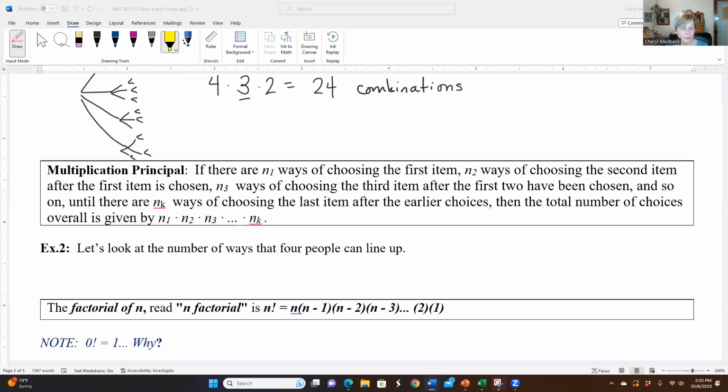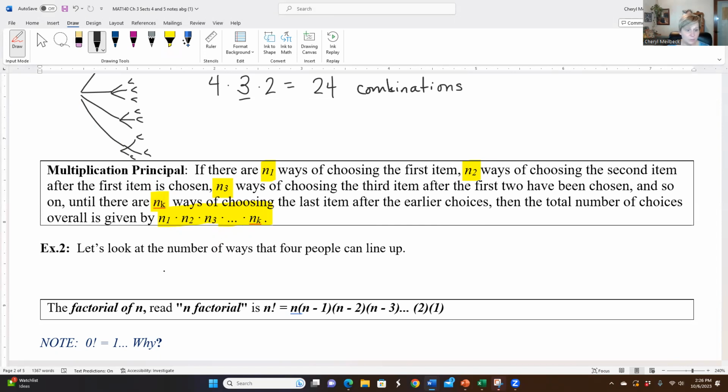So our multiplication counting principle states that if there are n sub 1 ways to choose the first item, n sub 2 ways of choosing the second item after the first item is chosen, and n sub 3 ways of choosing the third item after the first 2 have been chosen, and so on, until there are n sub k ways of choosing the last item. Then the total number of choices is given by n sub 1 times n sub 2 times n sub 3 times all the choices times the last one.